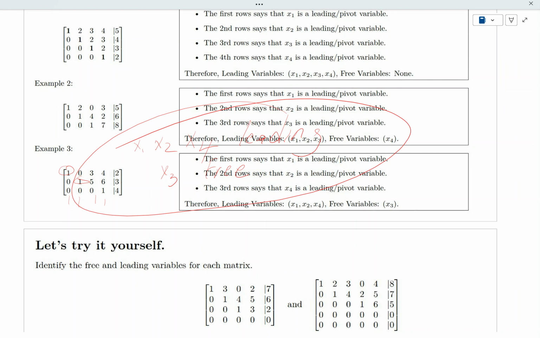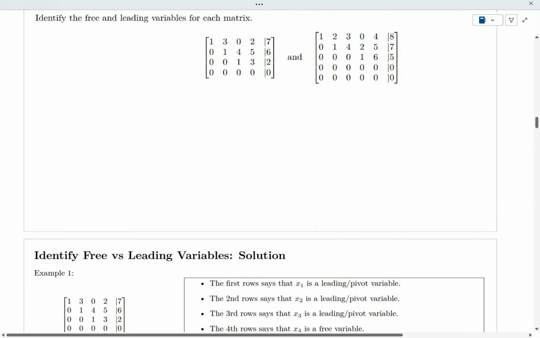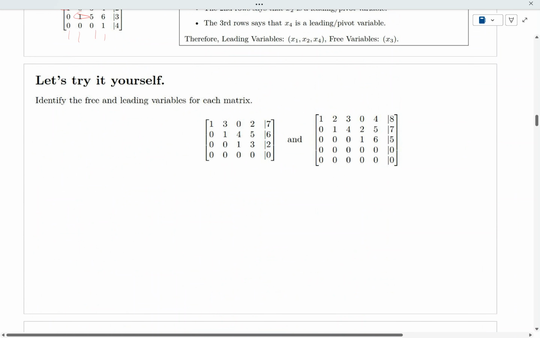Let's first see if you can identify them. Then we can talk about why we want to identify them and how they are used. So let's see if we can identify them. Here are two matrices. Pause the video and see if you can identify which variables for each one of them are free and which are leading. Okay, pause the video. I'm going to move on.